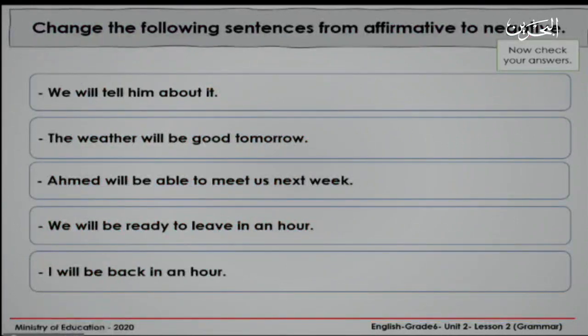Here you have got affirmative sentences and you need to make them negative sentences. You have got 2 minutes to do this exercise.